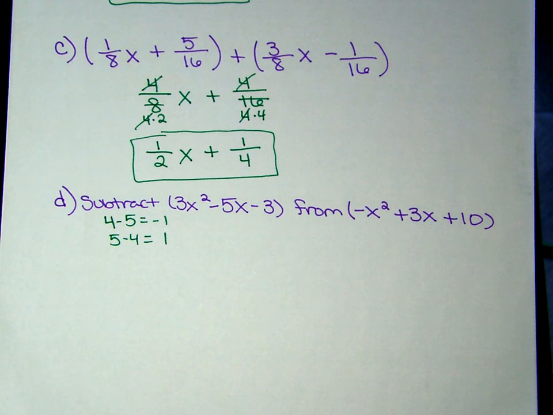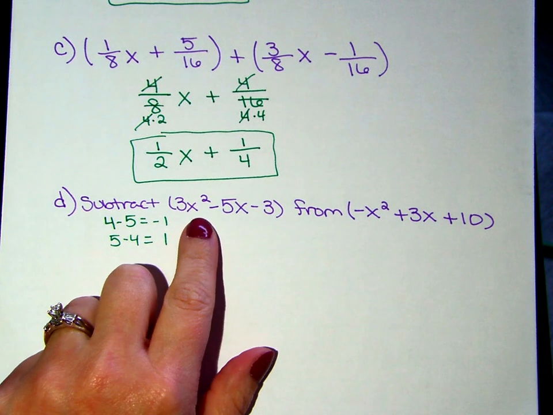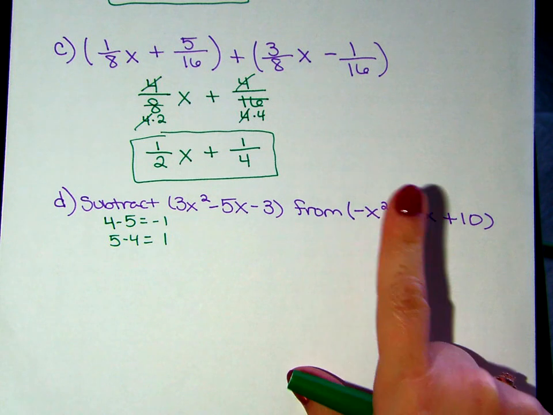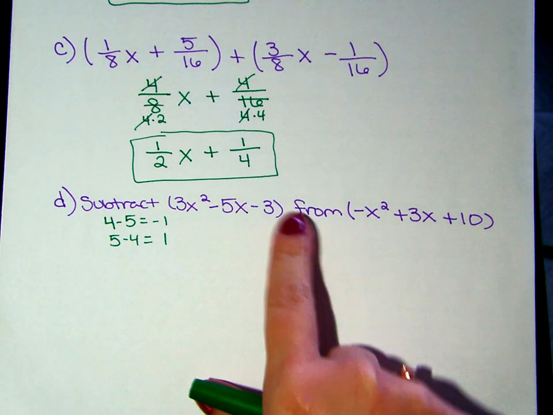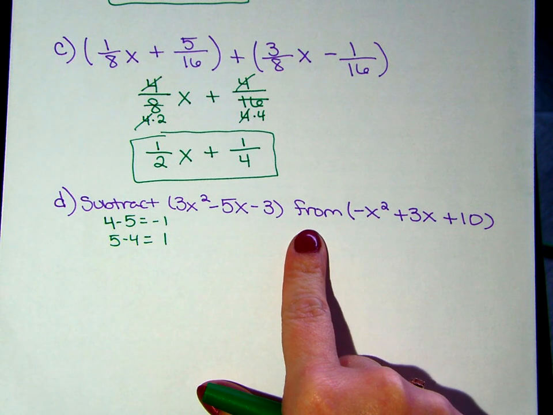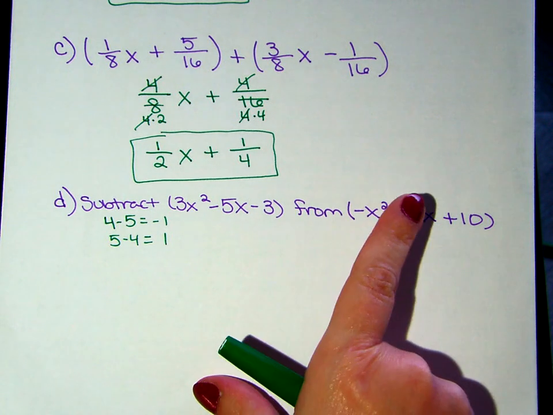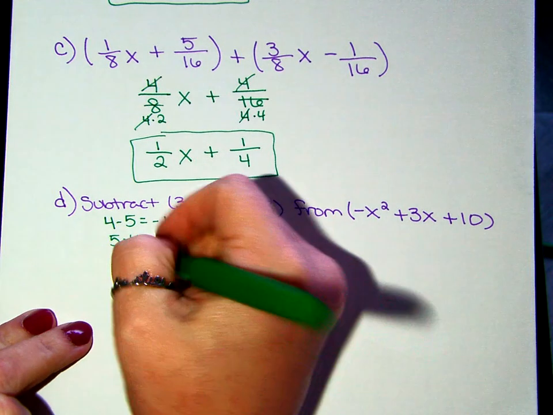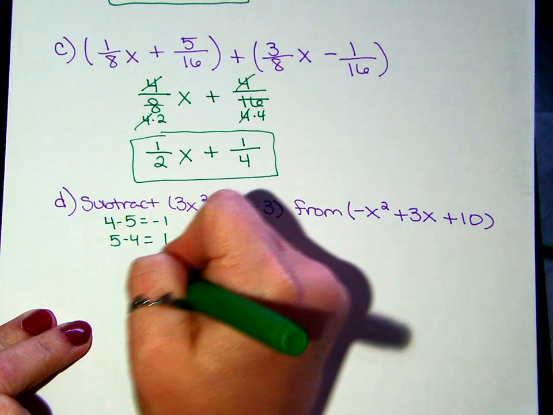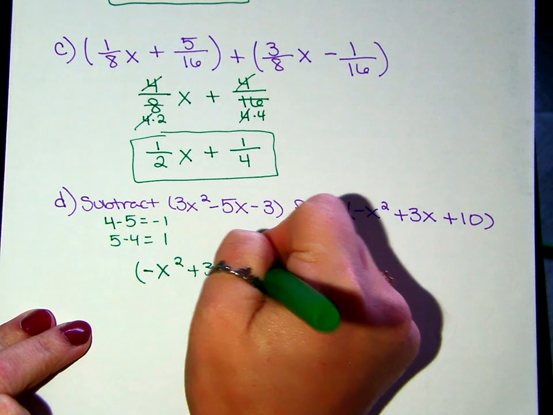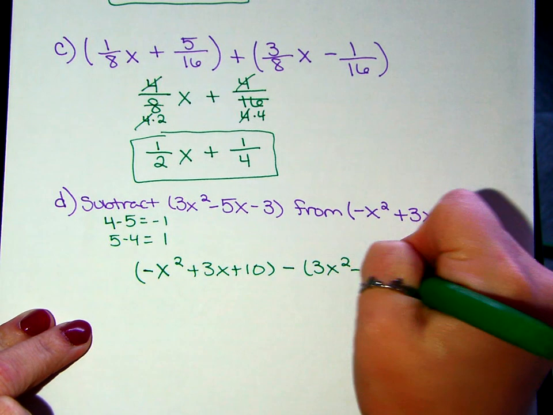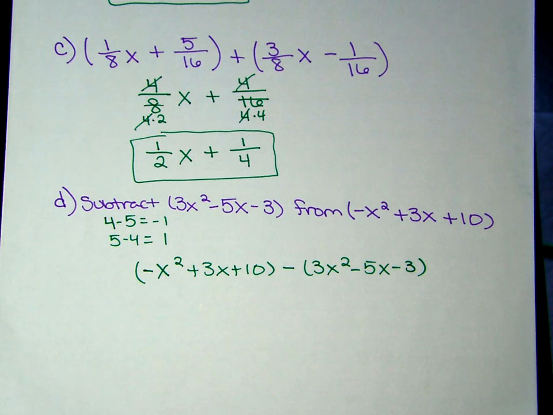So what do you think? Which one goes first? Does the 3x squared one go first or the -x squared one go first? That's exactly right. This one is first. This word from is super important. It's telling you where you're starting from. So we're going to start from this term. Now this one is just like example B.